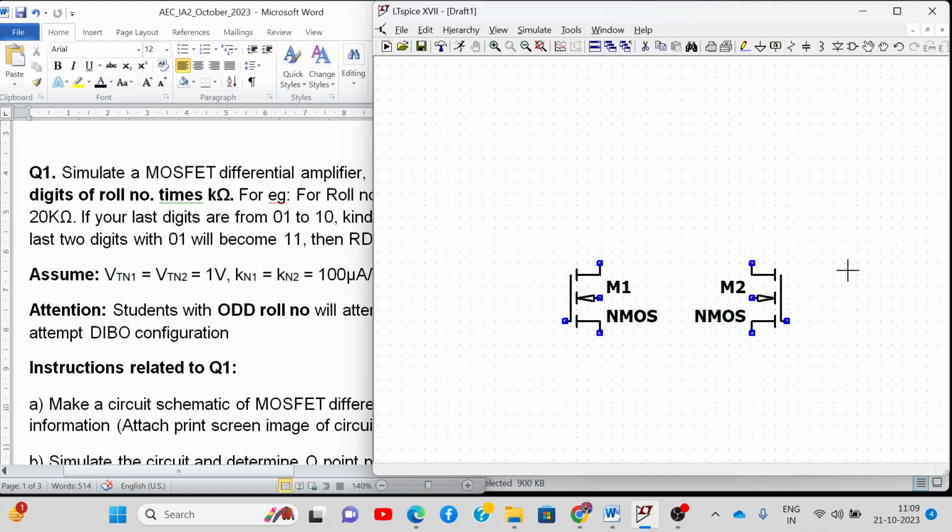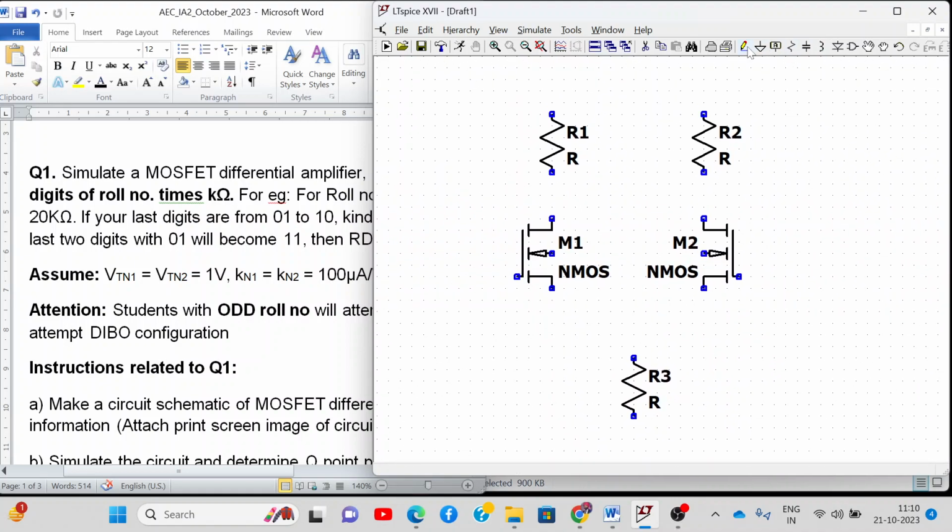So most of the things remain the same. First of all, this is my drain terminal, gate terminal and source terminal. We have two drain resistors, so this is my RD1, RD2. I'll connect them together. And then down I have RS, so here I will connect RS. All right. Now I'll join them together, and on the upper side I'll connect the supply voltage.